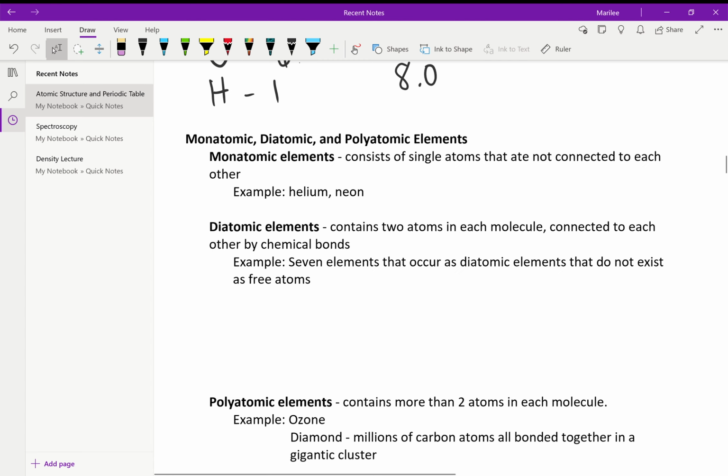I'm going to go over monatomic, diatomic, and polyatomic elements. Monatomic elements are single atoms that are not connected to any other elements. So we have, for example, helium, neon, hydrogen, fluorine. These are all monatomic elements. You have diatomic elements. Di here means 2. Diatomic elements contain 2 atoms in each molecule, and these are connected by a chemical bond.